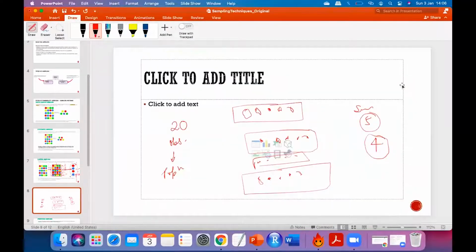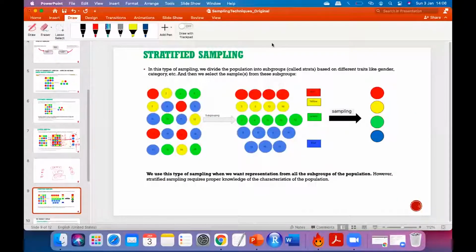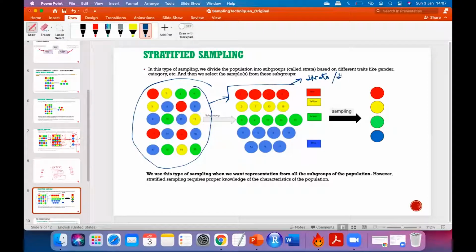Why I am repeating again is because stratified sampling is a bit different. In this, we divide the whole population and make subgroups based on the features. Let's say here the feature is color. So I'll make a subgroup. There we were calling the subgroups clusters. Here we are calling the subgroups strata. Strata or stratum, just singular and plural.